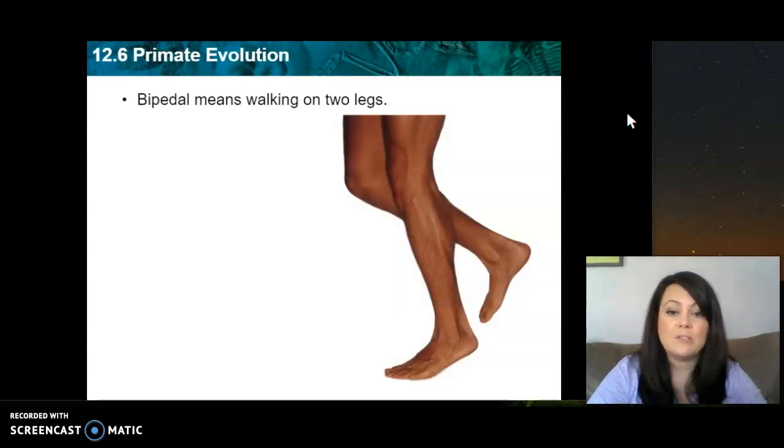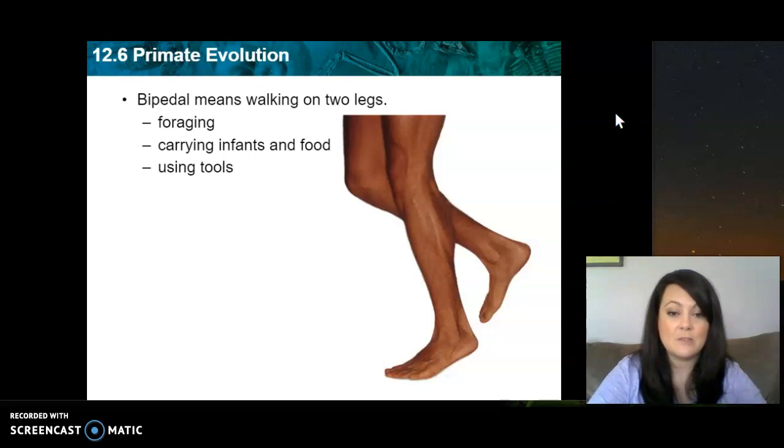Bipedal means walking on two legs. It was an advantage for organisms that were foraging. It helped carrying infants and food, using tools. It freed up our hands. We didn't have to rely on our hands to walk. We could, as bipedals, walk on our feet and carry things, use things in our hands.